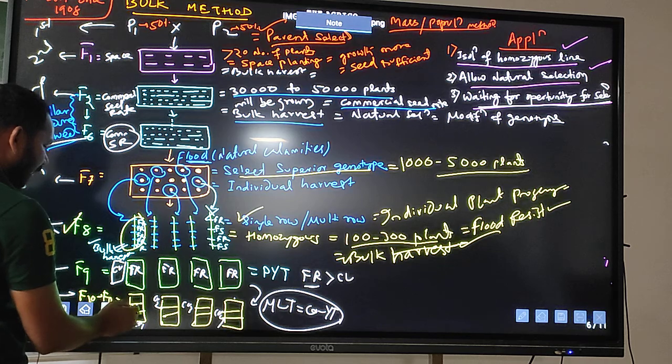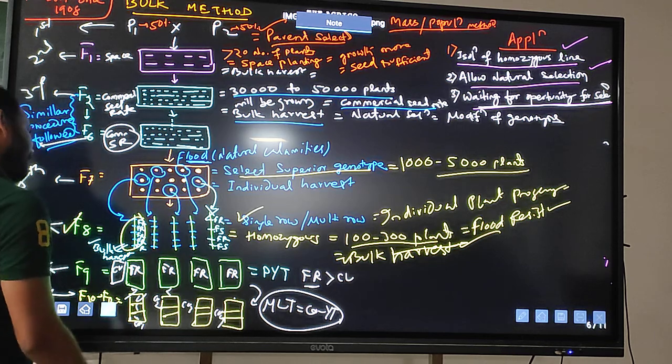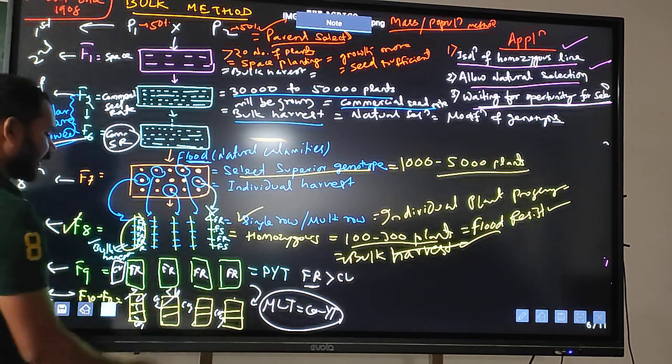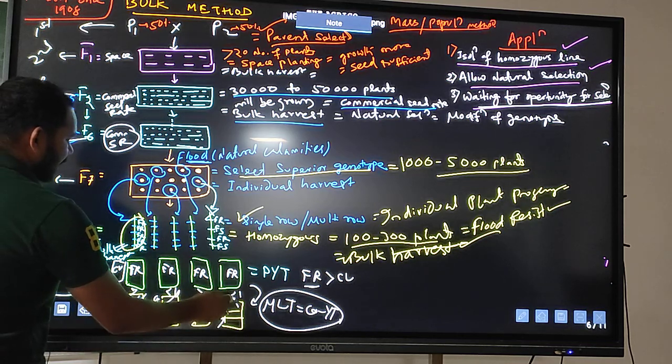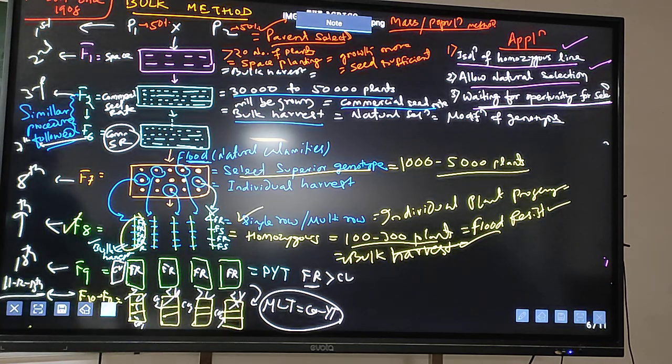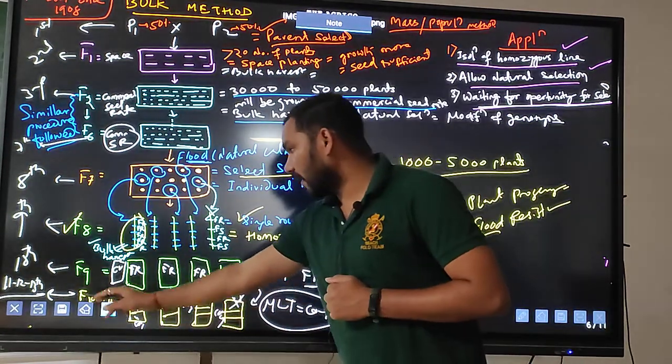So if the variety yield is more than the check, then it is accepted. If the variety gives less yield, then it will be rejected. If the yield is more, then it is accepted. If the yield is less, then it is rejected. So likewise, I will go for the multi-location yield trial. So this is the 13th year.